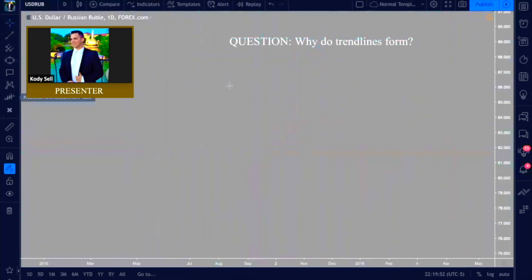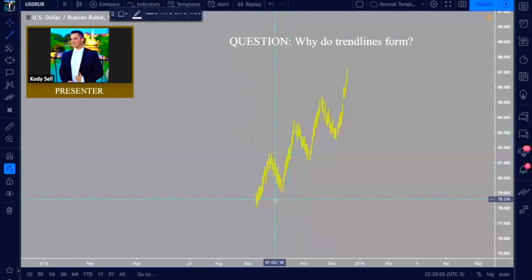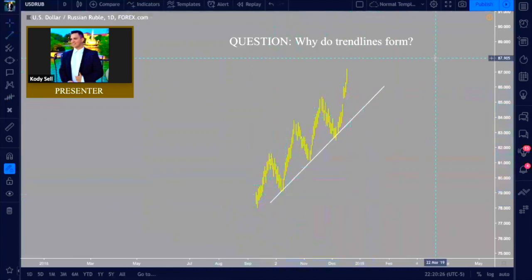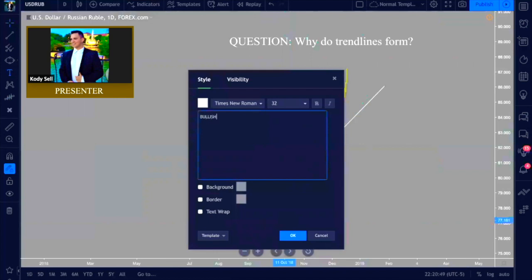So what we're going to do is just draw an uptrend here for this example. So here's our uptrend. All right, and then we're going to draw our trend line for this uptrend. Let's connect these here. Okay, so to understand why trend lines form, we need to understand a little bit about market psychology, supply and demand, and market participants. Right now, we can conclude that the market is bullish.